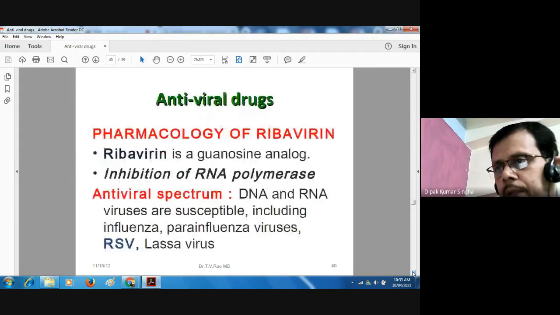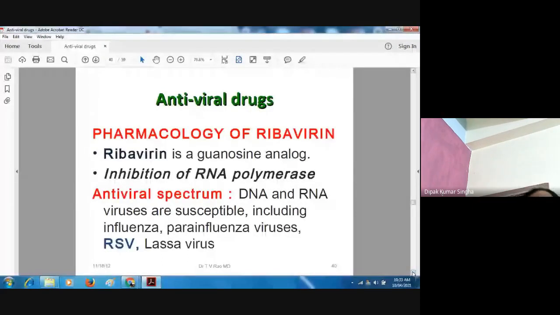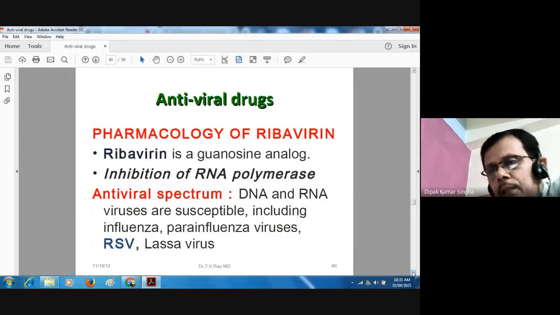And ribavirin is a guanosine analog, same as acyclovir, but there is some difference. Acyclovir inhibits DNA polymerase, but ribavirin, a guanosine derivative, inhibits RNA polymerase. Antiviral spectrum: DNA and RNA viruses are susceptible, including influenza, parainfluenza virus, RSV and Lassa virus also. So ribavirin is used in case of RNA viruses, where it is very useful rather than DNA viruses.